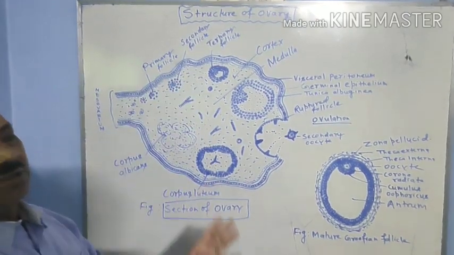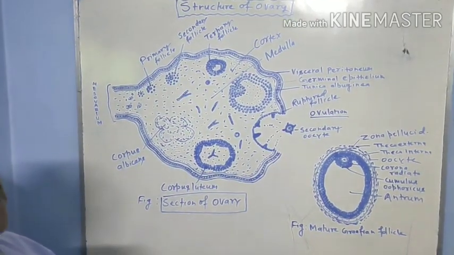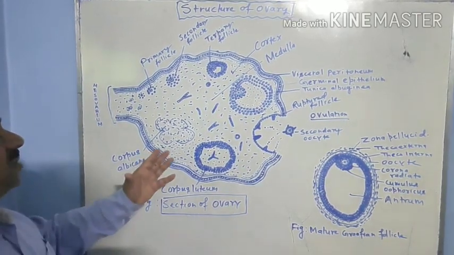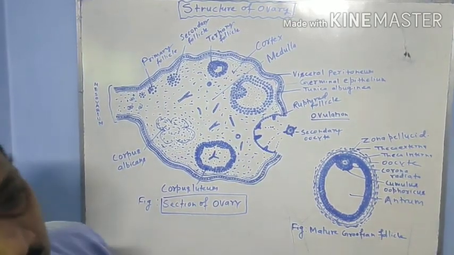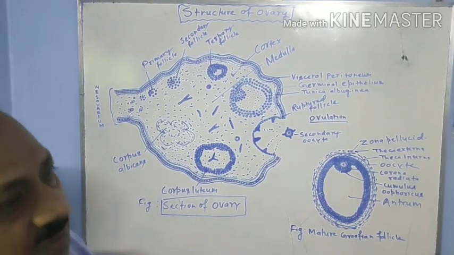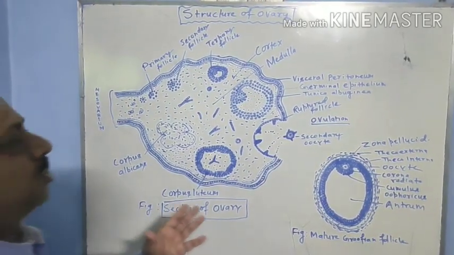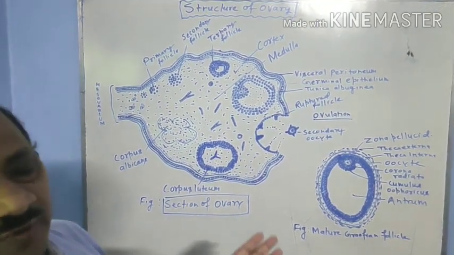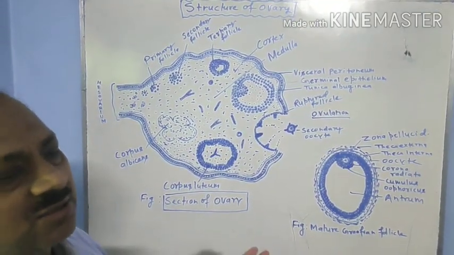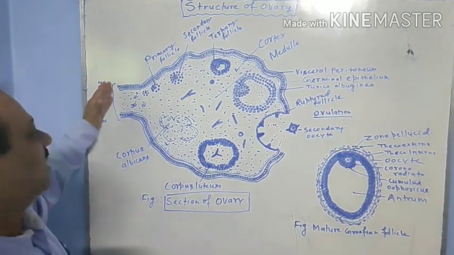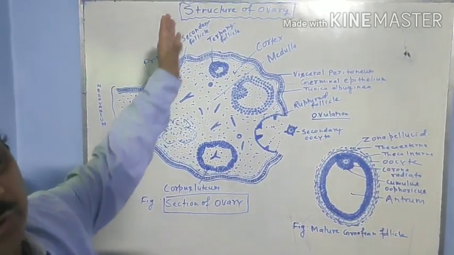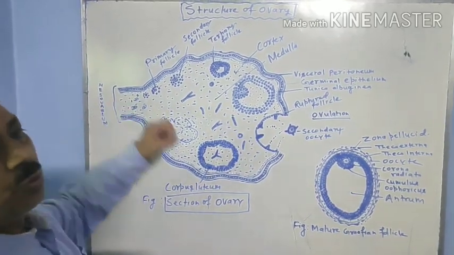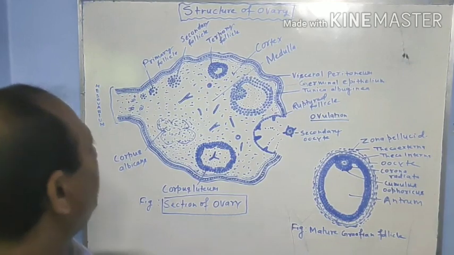Ovary resembles an unshelled almond, and its length is about 2 to 4 centimeter, width 2.5 centimeter, and thickness is 3 centimeter. It is attached with the wall of uterus with the help of a tissue known as mesothelium.